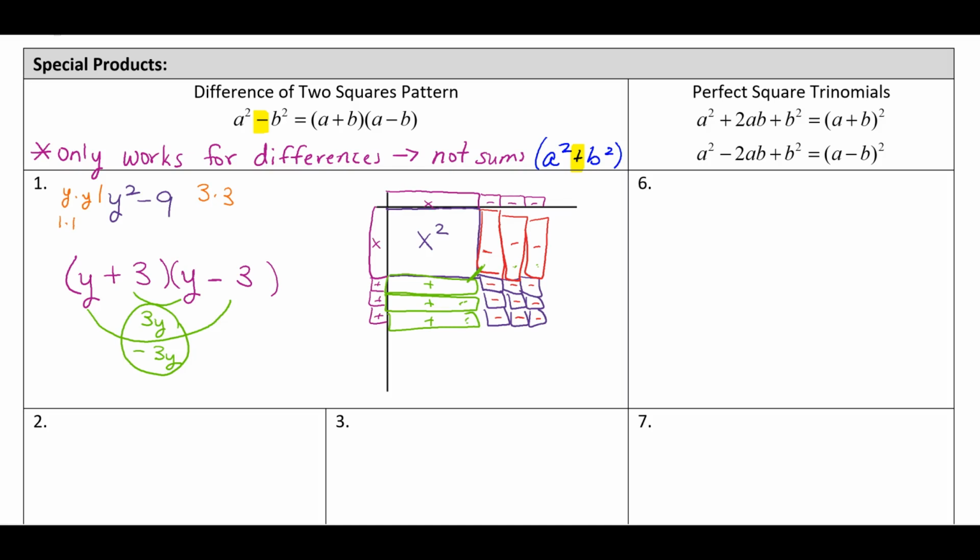So you have to keep in your mind that when you're factoring a squared minus b squared, the middle term is 0. So you're trying to find what's going to add up to 0. Or you can just know the pattern, which would be the easier way to do this.